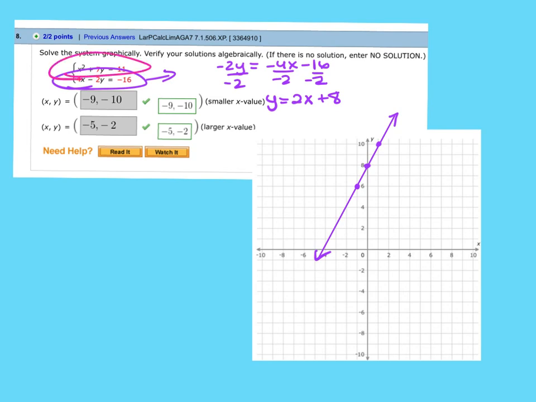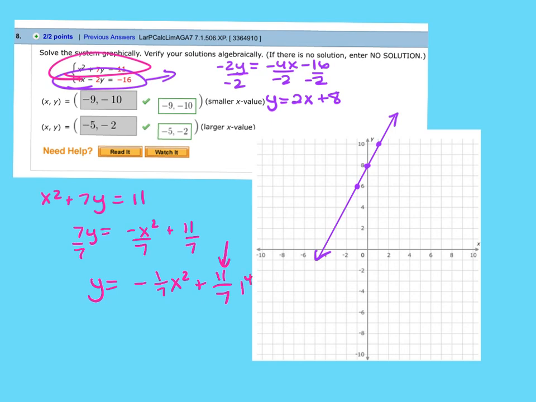Now I want to do my parabola. So x squared plus 7y would equal 11. Two options here, which is to plug in the points or get this in a standard form. Start by doing that. That's 7y equals negative x squared plus 11, divide by 7. And I get y equals negative 1/7 x squared plus 11 over 7. So this means it's going to point down, and it means it's going to be shifted up. 11 over 7 is 1 4/7.